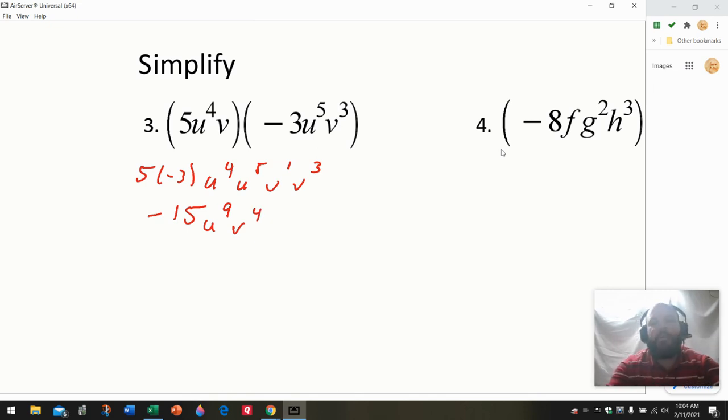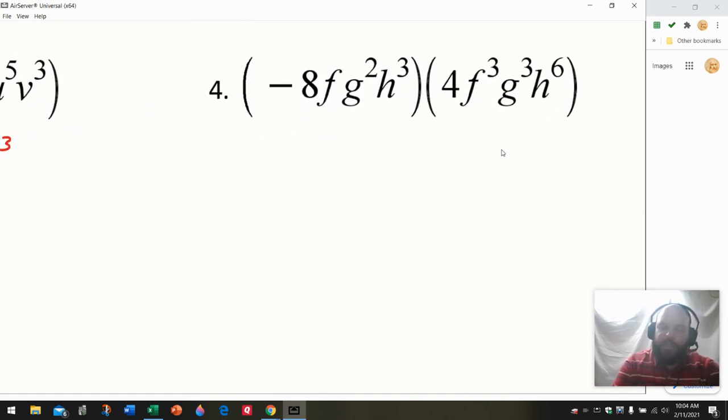Now, it's really important to remember, if you have a variable like this where there is no power on it, there is a power, they're just not writing it. It is to the first power. I like to write it so when you are combining the variables, you don't forget to include it when you combine things. So you can see our final answer then would be -15 u to the ninth v to the 4th.